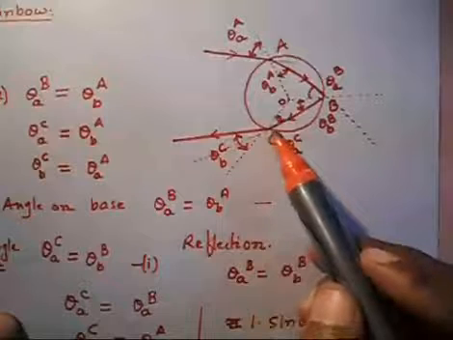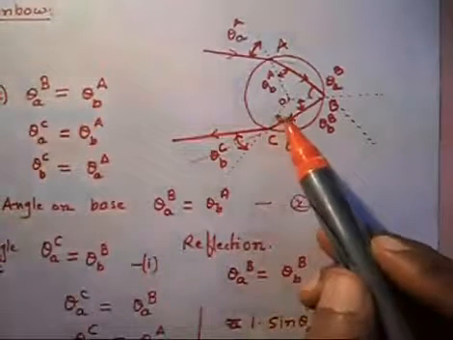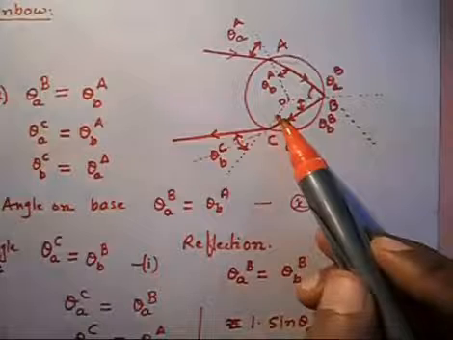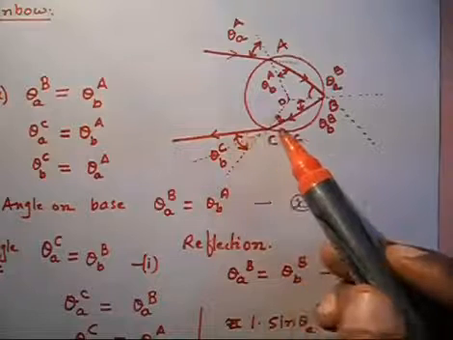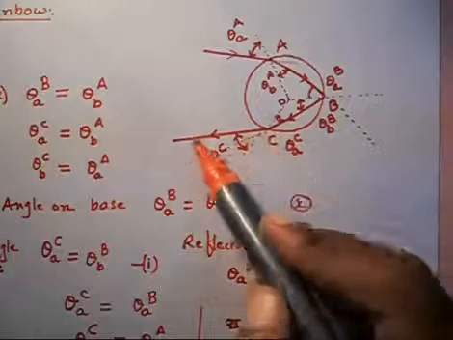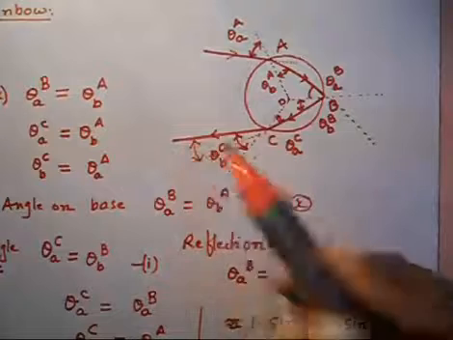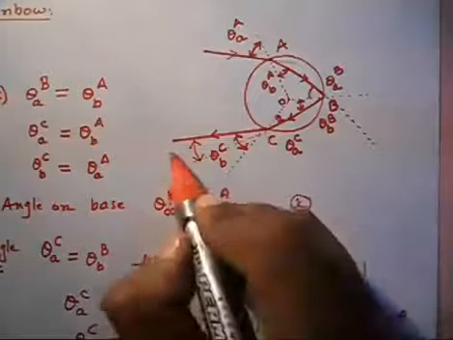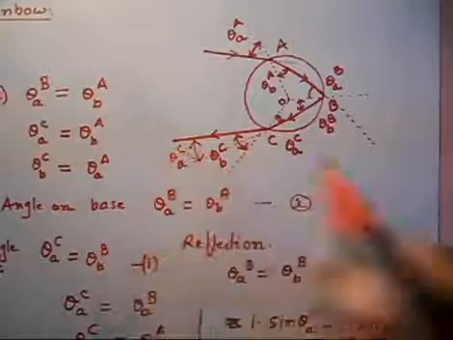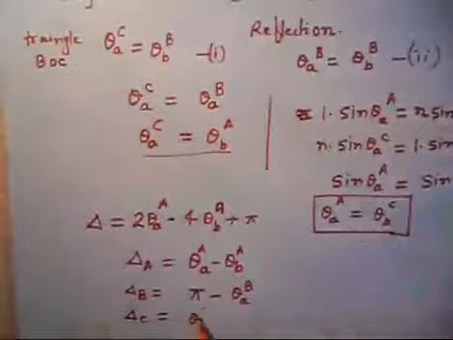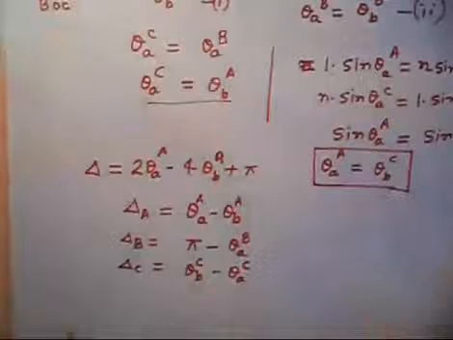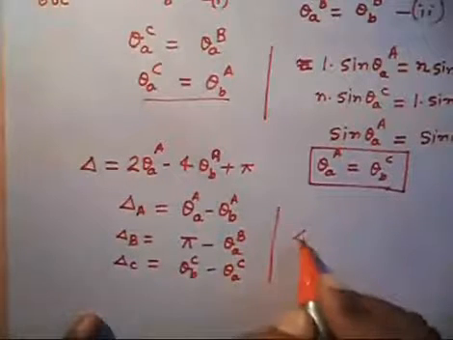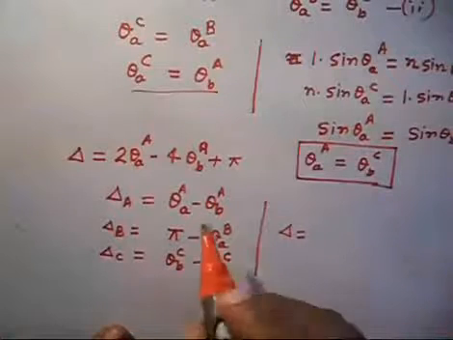So angle of deflection is, this angle is theta a at C, and this angle is theta b at C. So theta b at C minus theta a at C. This is basically the deflection at each point of deviation. So total deviation is delta 1 plus delta 2 plus delta 3.